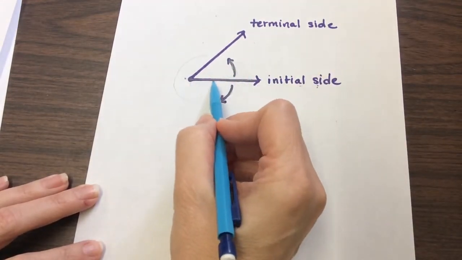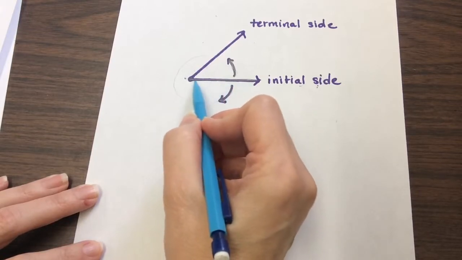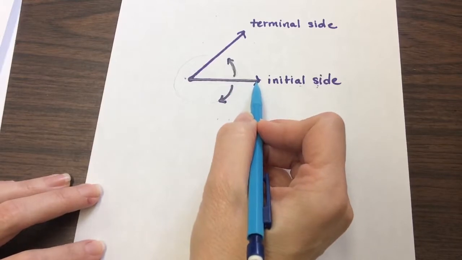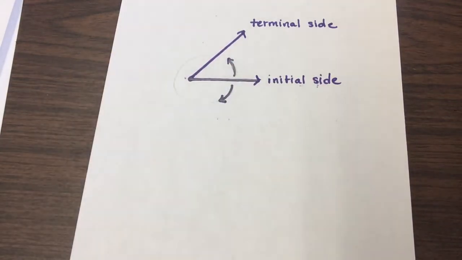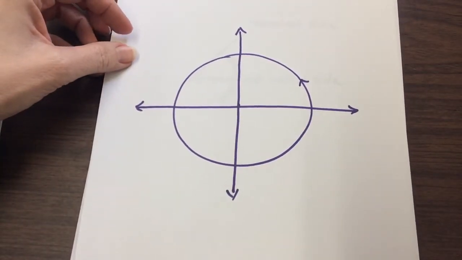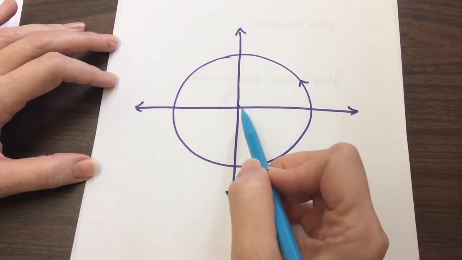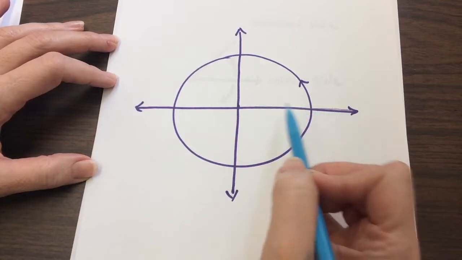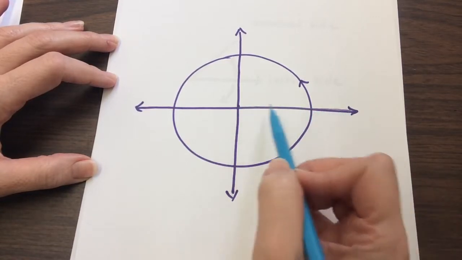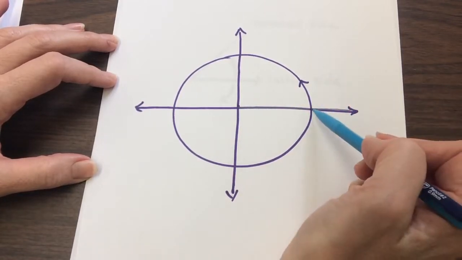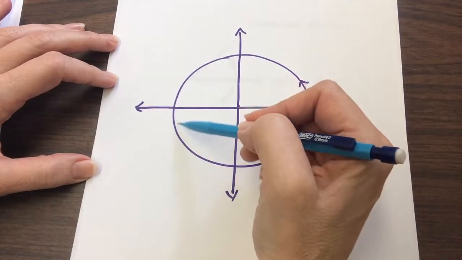An angle whose initial side lies on the positive x-axis is called an angle in standard position. We measure angles 2 ways, by degrees and radians. I think we are all familiar with degrees. If I start this angle in standard position, my initial side is on the positive x-axis, and I go in the counterclockwise direction.